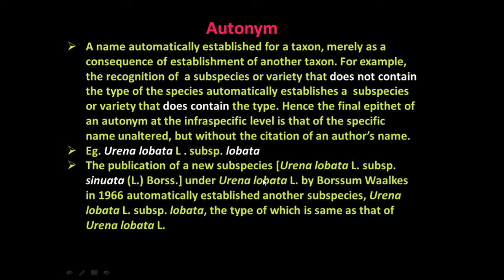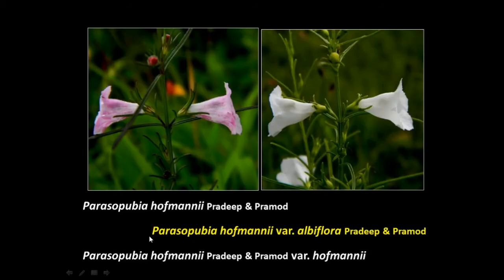The publication of a new subspecies Urina lobata L. subspecies sinuata under Urina lobata by Bosom Walker in 1966 automatically established another subspecies Urina lobata L. subspecies lobata, the type of which is the same as that of the species Urina lobata. So the type of the autonym will always be that of the species.